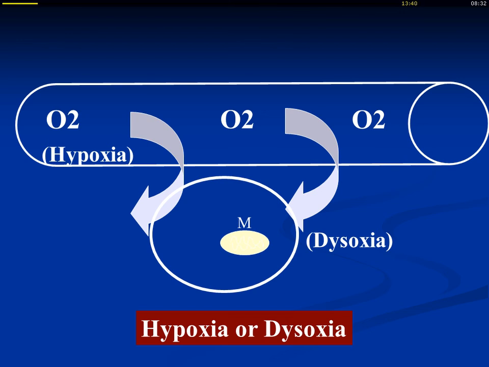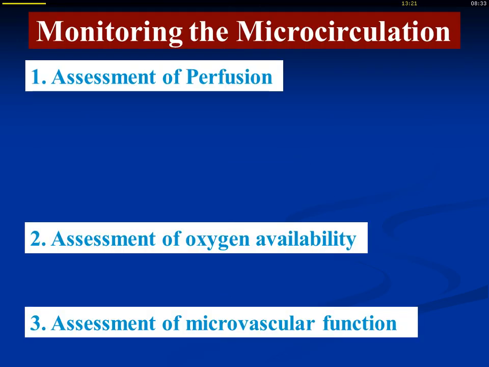We need it. So to assess the microcirculation, you have to assess the perfusion of the microcirculation in terms of quantity maybe, or also the quality of this perfusion, which is the assessment of the oxygenation. So the assessment of the microcirculation implies two main principles: the assessment of perfusion and the assessment of oxygen availability. You can add to this some specific functions of the microcirculation to assess the microvascular functions.